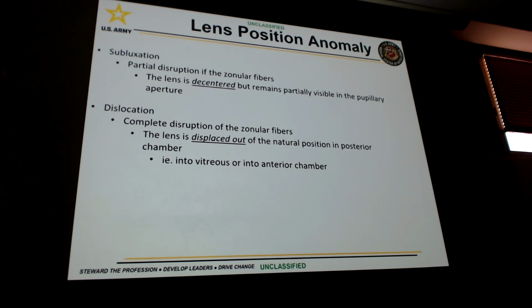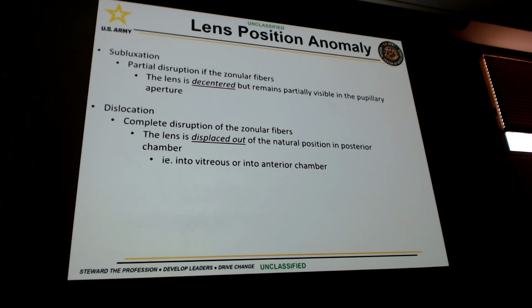Okay, off of that, talking about lens position anomalies. Two types that we're talking about. You can either have a subluxed lens or a completely dislocated lens. Definitions to this are: a subluxed lens is still connected partially by the zonules. A dislocated lens is completely dislocated from the zonules. Okay?